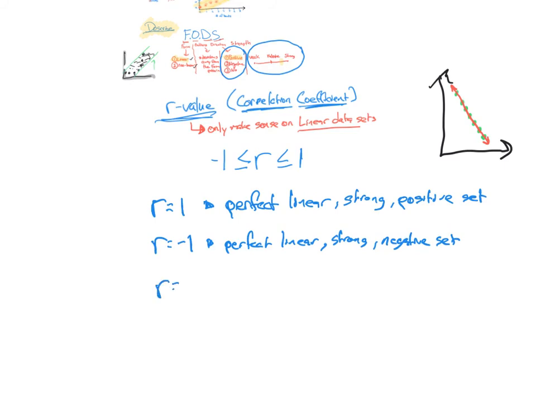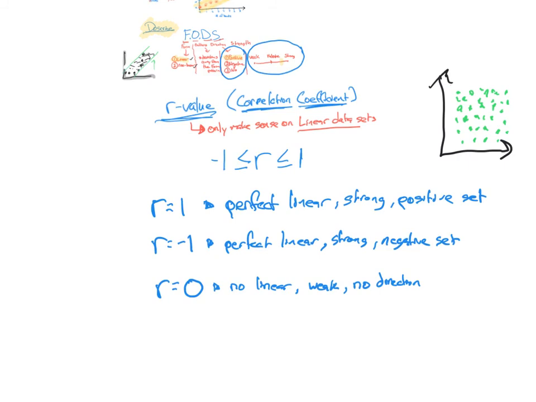So the other extreme is R equals 0. This would be no linear relationship. It's going to be as weak as the data set can get, and it has no direction. What might that look like as a data set? If I had values here, it would be just all over the place, right? The only straight line I could put in there would be a completely horizontal line. That would be an R value of 0.